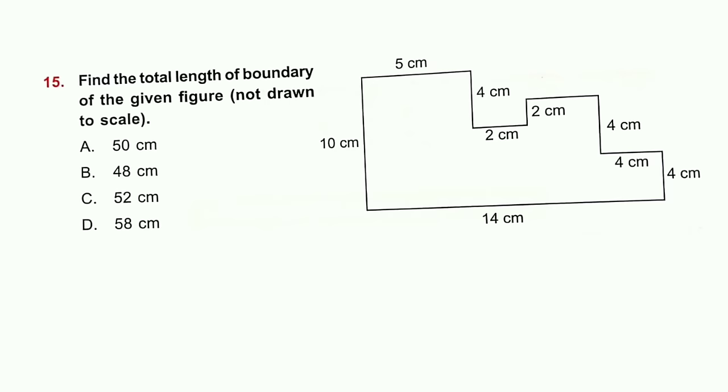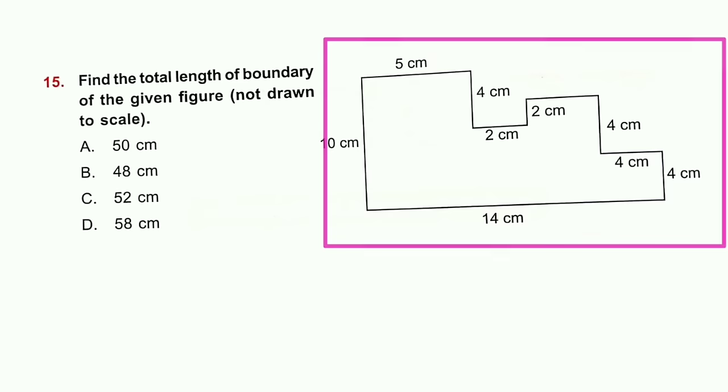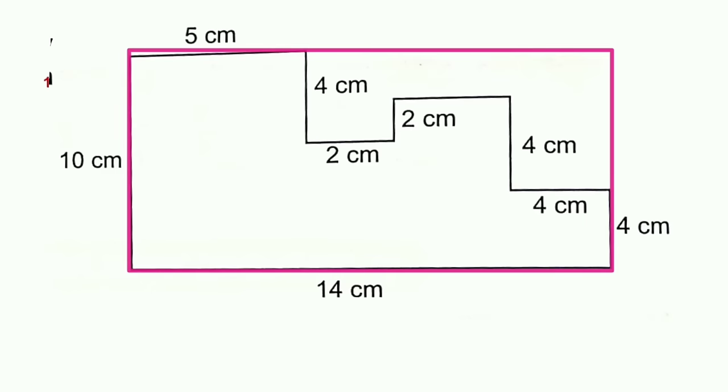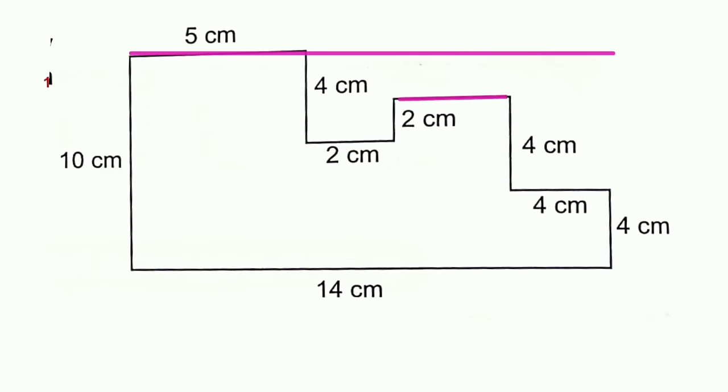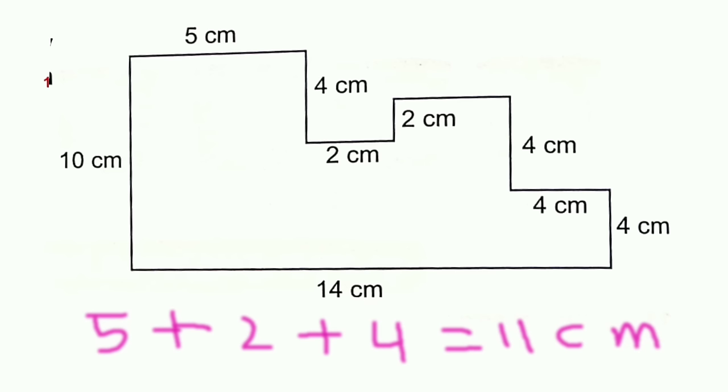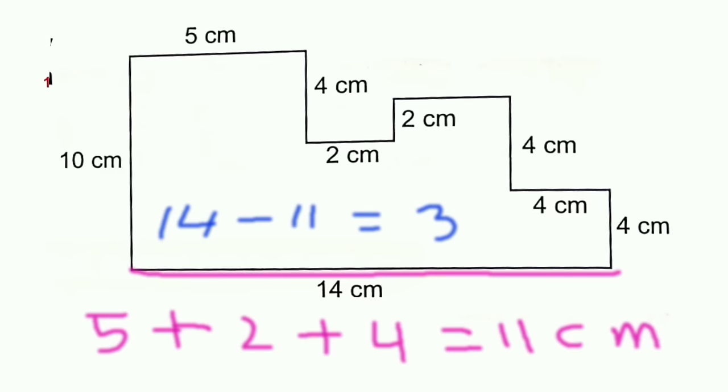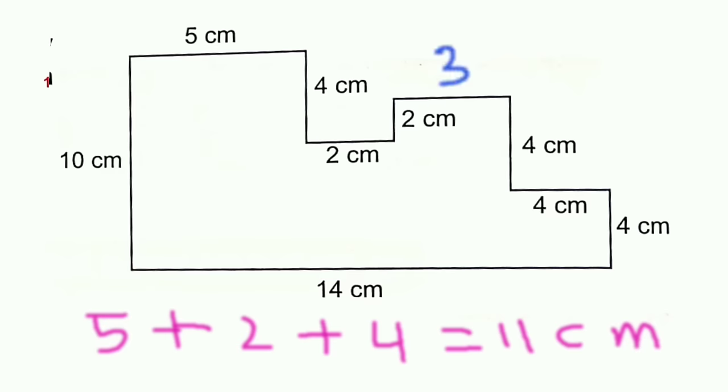Question number 15. Find the total length of boundary of the given figure not drawn to scale. This is the given figure. We can imagine it as a rectangle. So length of the rectangle is equal. This is 14 cm, so this length is also 14 cm. Now let us find out this length. This is 5 cm, this is 2 cm, this is 4 cm. Adding all, we get 11 cm. But when we include this length to 11 cm, it will become the length of the rectangle, which is equal to this length. So 14 minus 11 equal to 3 cm. Difference is 3 cm. So this length is equal to 3 cm.